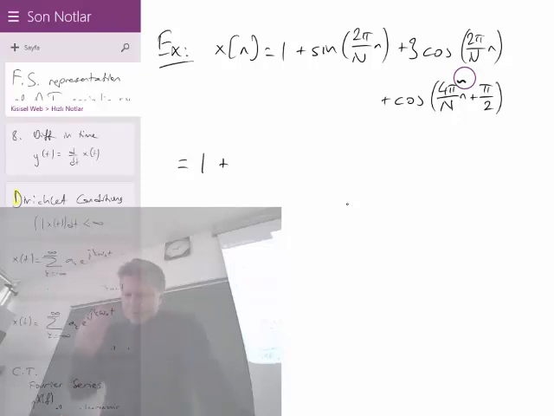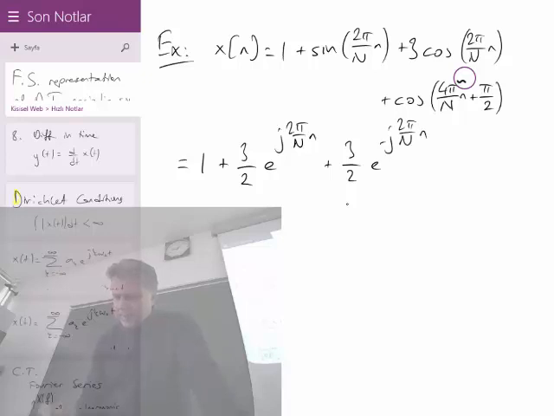Now let's think of this cosine, 3 times cosine 2 pi over capital N. That would make 3 over 2 times e to the j 2 pi over capital N plus 3 over 2 e to the minus j 2 pi over capital N. Okay?